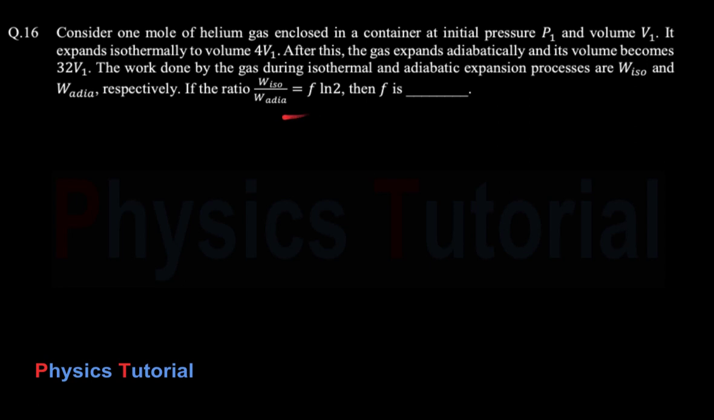And isothermal work done can be evaluated as nRT ln V2 by V1. So for this one isothermal, you will use Boyle's law as P1 V1 is equal to P2 V2. In this way you can find the ratio of the volumes, and in this way you get the isothermal and adiabatic. Very easy problem. You can solve this in a very easy manner.